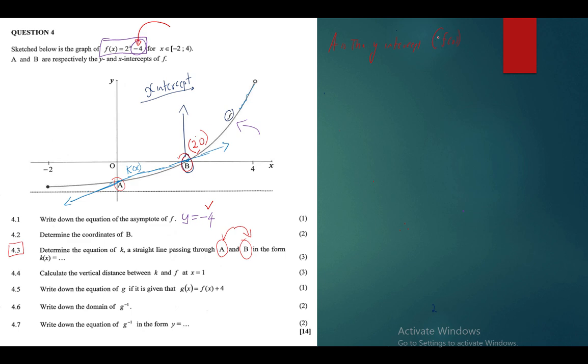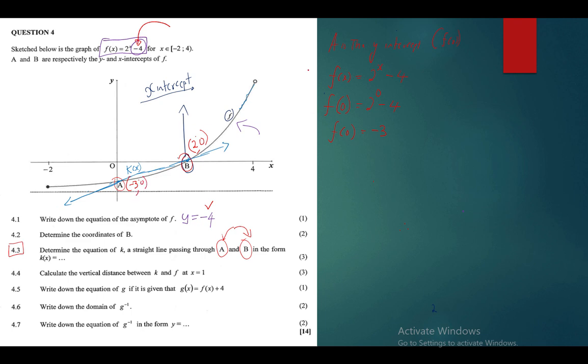So to find the coordinates of A, since A is the y-intercept, we let x be 0. We have f of x equals 2 to the exponent x minus 4. This is your function f. Now to find the coordinates of A being the y-intercept, you let x be 0. You say f of 0 is 2 to the exponent 0 minus 4. So f of 0 becomes negative 3. So the coordinates of A is negative 3 and 0.